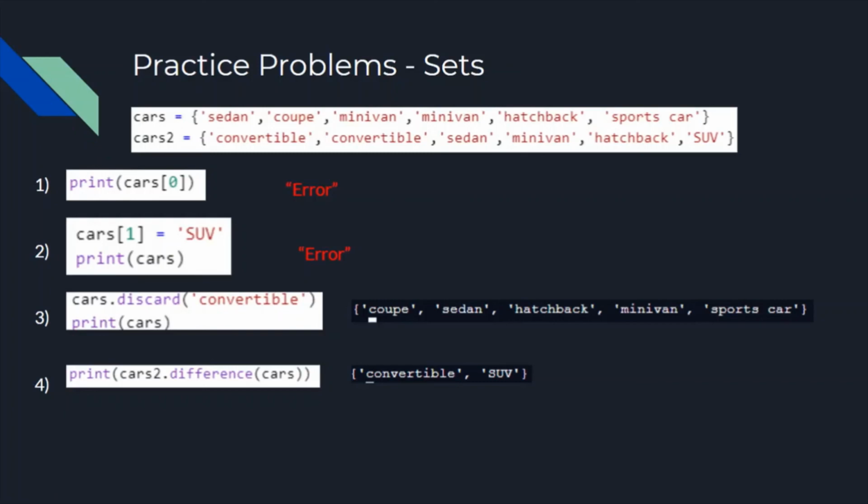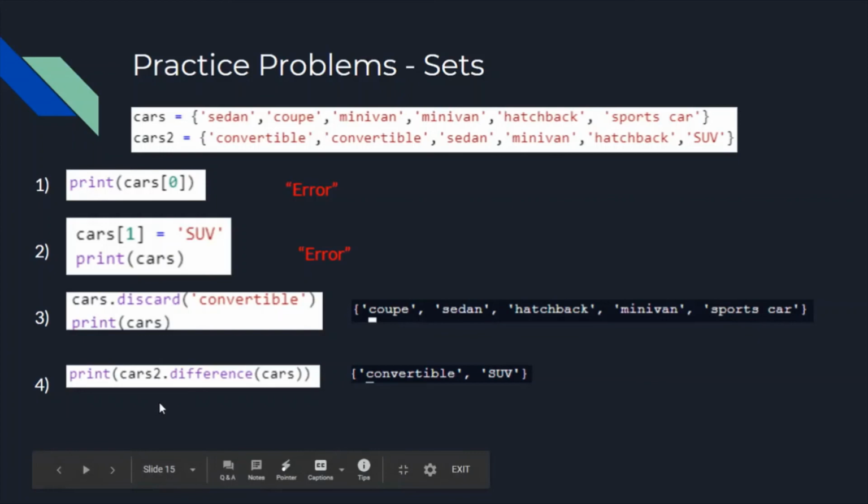For number 3, we get a set containing the strings coupe, sedan, hatchback, minivan, and sports car. This is because the discard method only discards the string from the set if it exists within the set. As we can see, the string convertible does not exist within the original set, which is why nothing is discarded from this set.